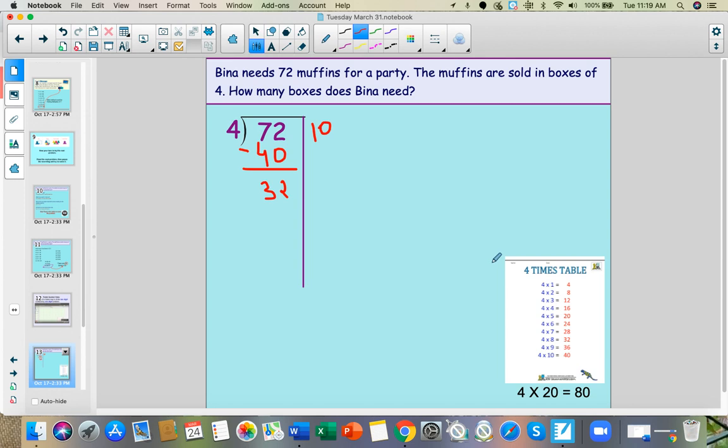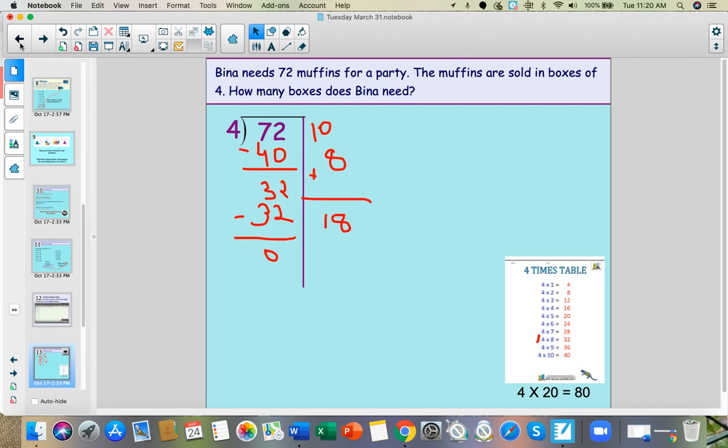Then I'm going to look at my 4 table again. We know that 4 times 8 is 32. So I'm going to use 8. 4 times 8 is 32. Subtract, I get 0, and I add it up, and the answer is 18. Just like we had solved earlier.